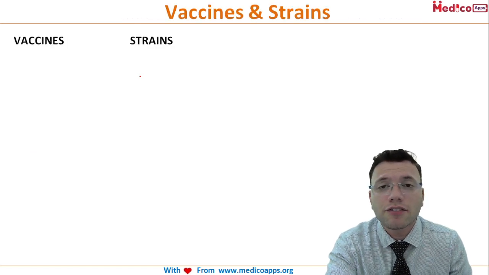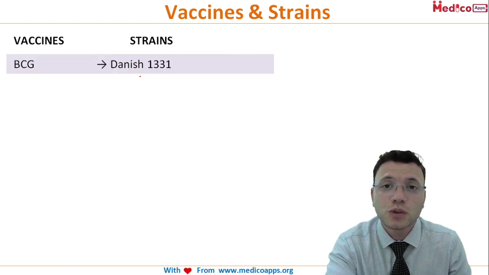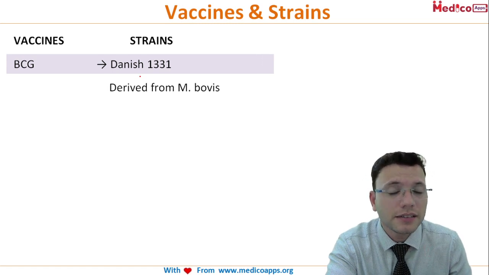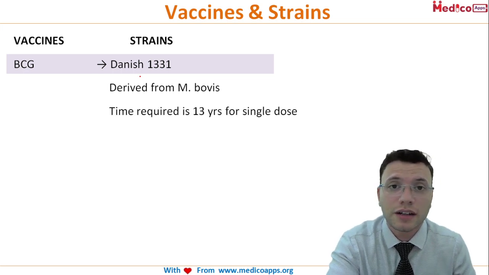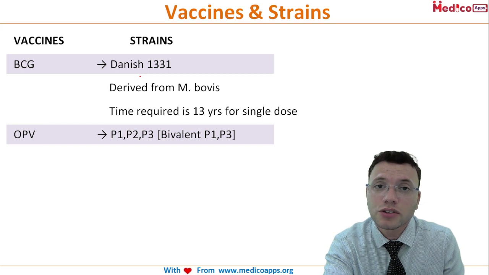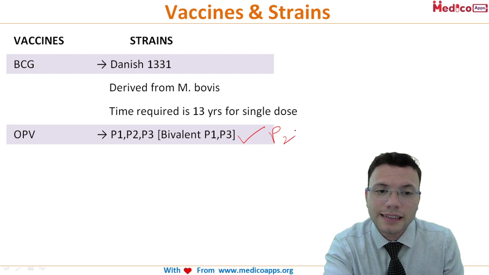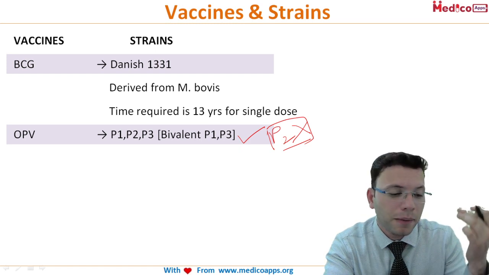So let's learn about the different vaccines and which strain each has. A very important question again. BCG uses the Danish strain, remember? It's derived from Mycobacterium bovis. Time required is 13 years for preparing a single dose. Oral polio vaccine has the P1, P2 and P3 strains, which was previously used, trivalent. Now we are using only the bivalent. P2 is bad. We have removed P2 because it is known to cause vaccine-derived paralytic polio.